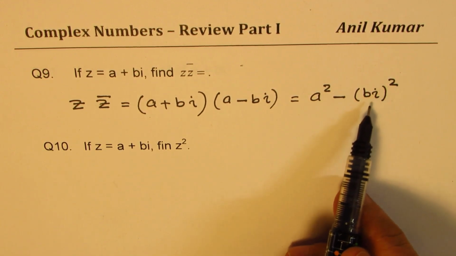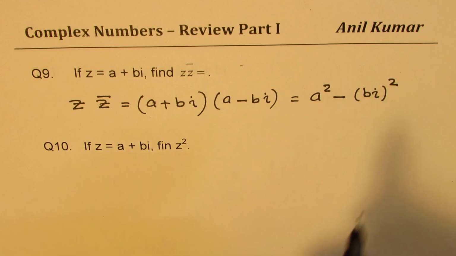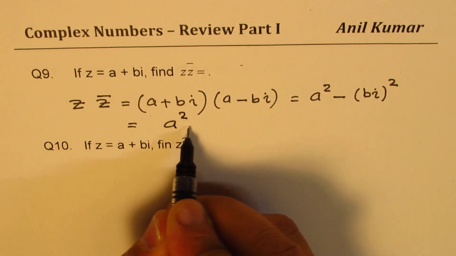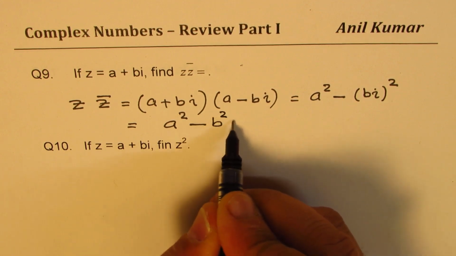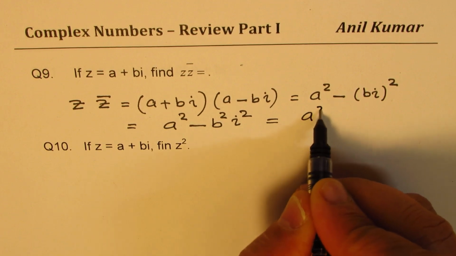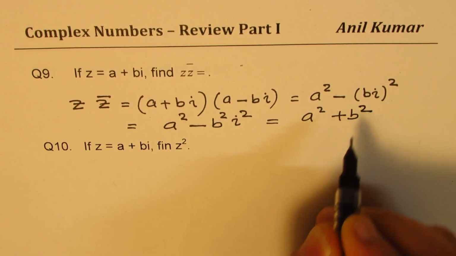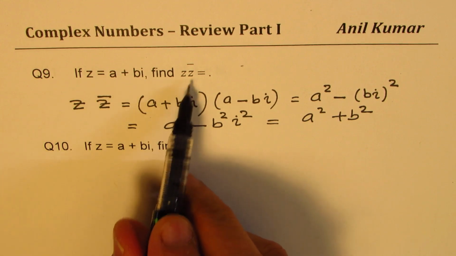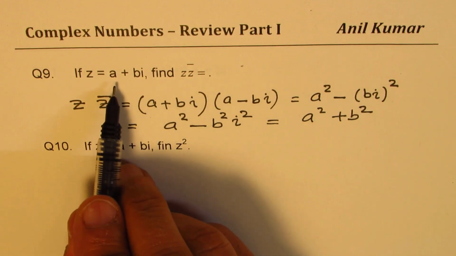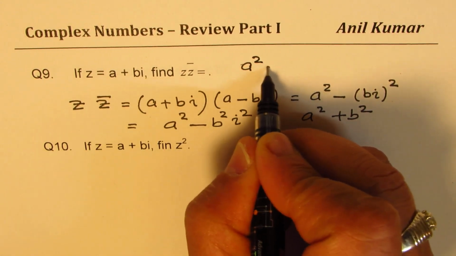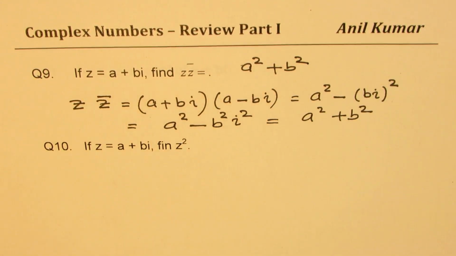Now remember, i square is minus 1. So what you get here is a square minus b square i square. Now since i square is negative, we get a square plus b square. So the product of the complex number with its conjugate in standard form, if given like a plus bi, will be a square plus b square. So that's an important formula to remember, right?